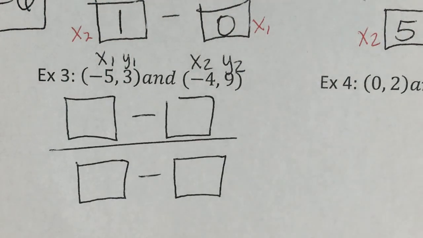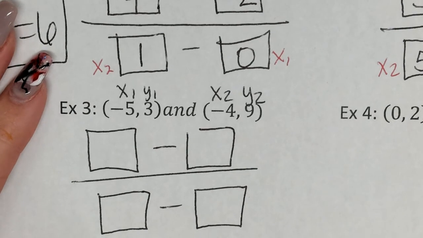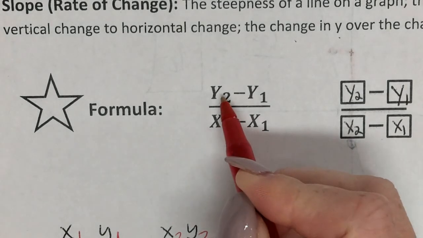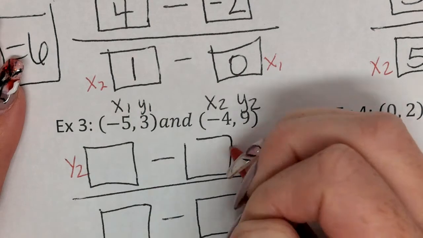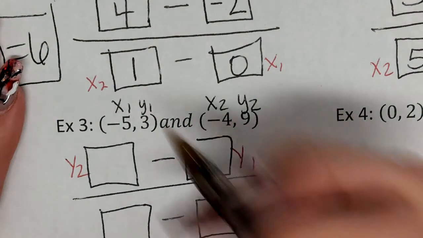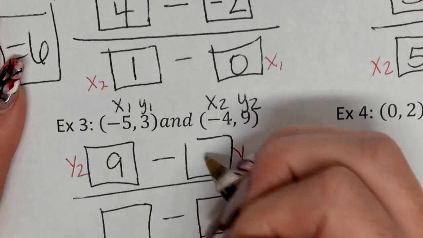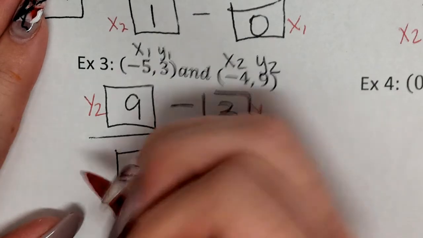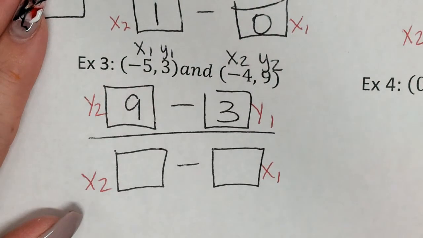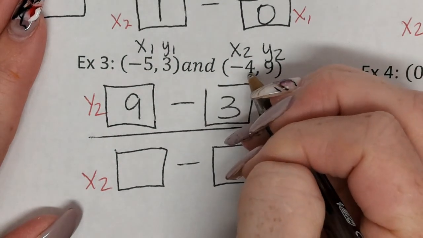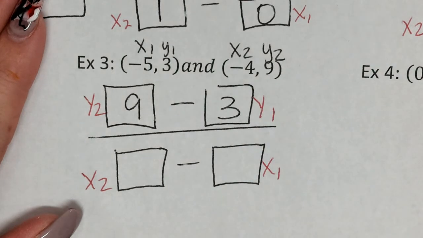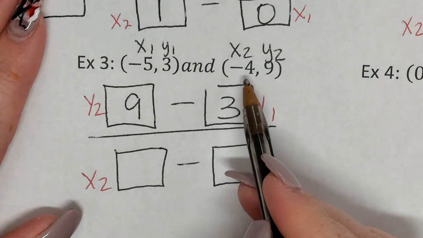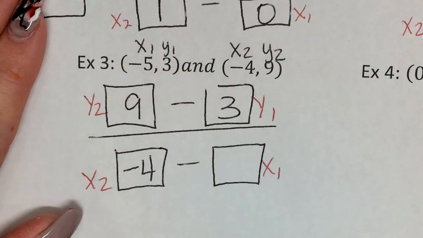The first thing I saw when I walked around, most of you are doing a great job. Some of you weren't even writing the formula correctly. Literally, the formula says Y's go up top. Y2 goes here, Y1 goes there. So you should have had 9 and 3. Yes, check your stuff. The formula says X2 goes here, X1 goes here. X2 is what? If you wrote 4, you did it wrong. X2 is what? Negative 4. X1 is what?